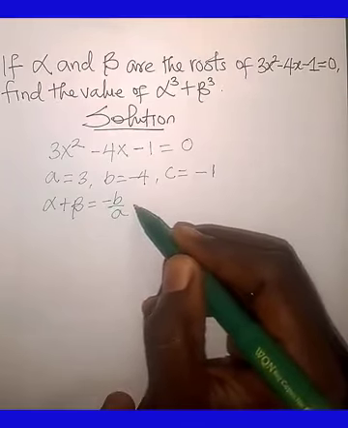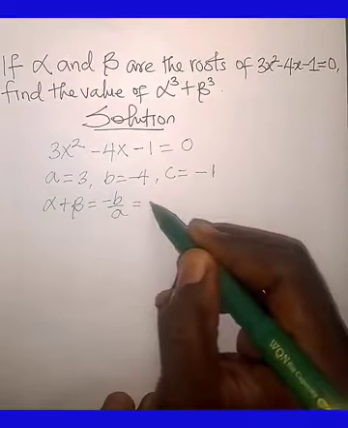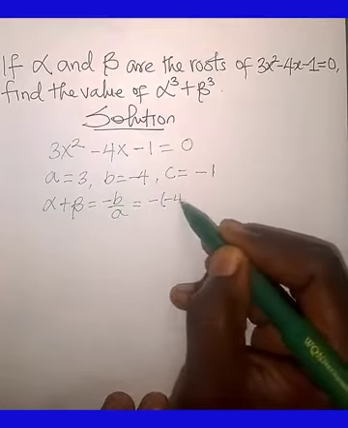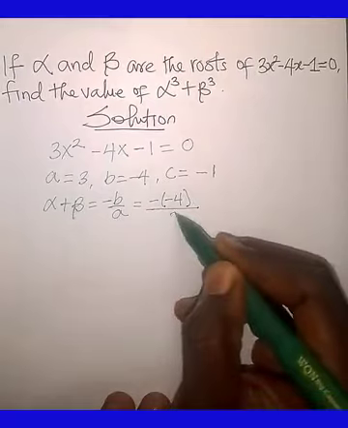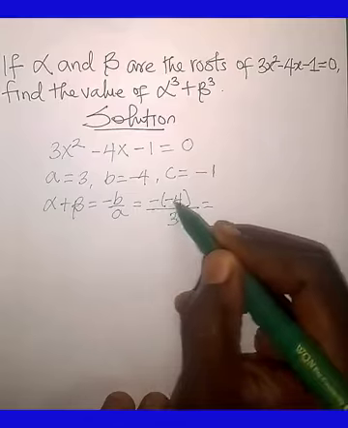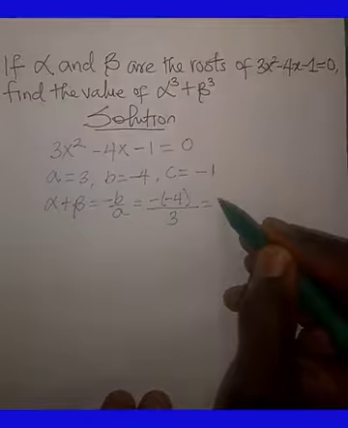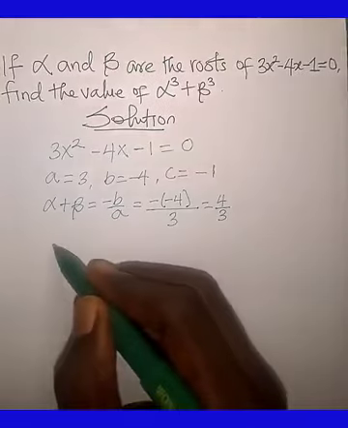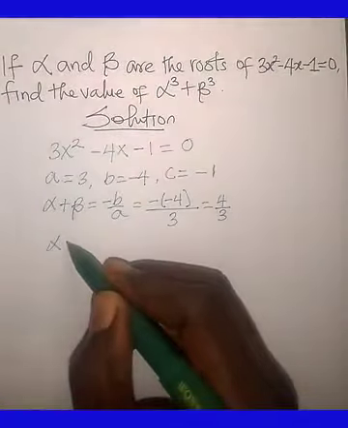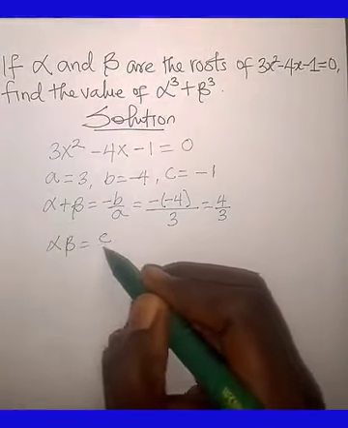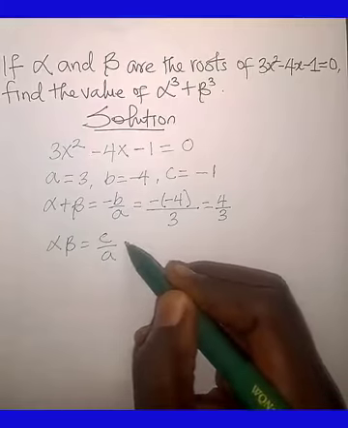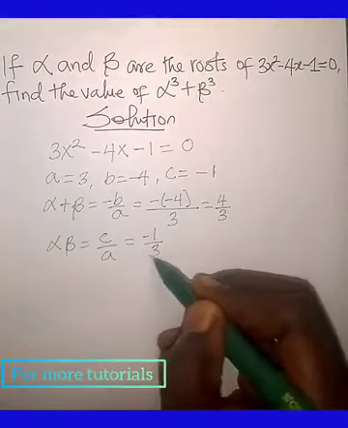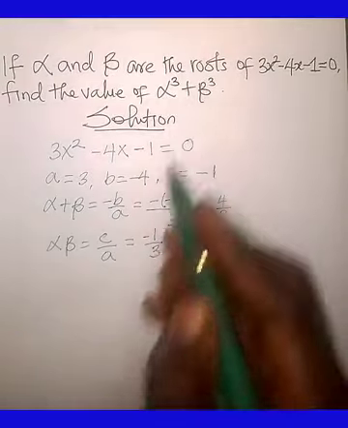So let's substitute what we have here. I will drop my minus sign. Then b is equal to negative 4, over a is 3. I'll put 3 there, equal to this times this, negative times negative, I have positive. So here we go, 4 over 3. Then we look for our product of roots, which is c over a. In this case, my c is negative 1 and my a is 3. So having gotten this, we can go ahead and solve this.